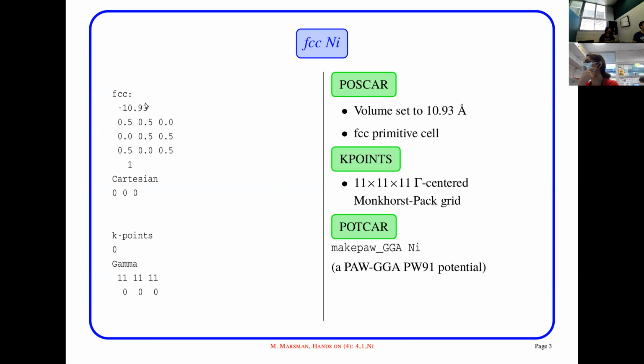So in the POSCAR, the point is that remember, this is an FCC. So if you define the lattice vector or the volume, it is the same thing, because you calculate the volume as the lattice vector to the power of 3. The only difference is that, of course, you put the minus just to tell the computer, look, I'm not giving you the lattice vector, but I'm giving you the volume. Because if you don't put the minus, then the computer will take it as a lattice vector, okay?